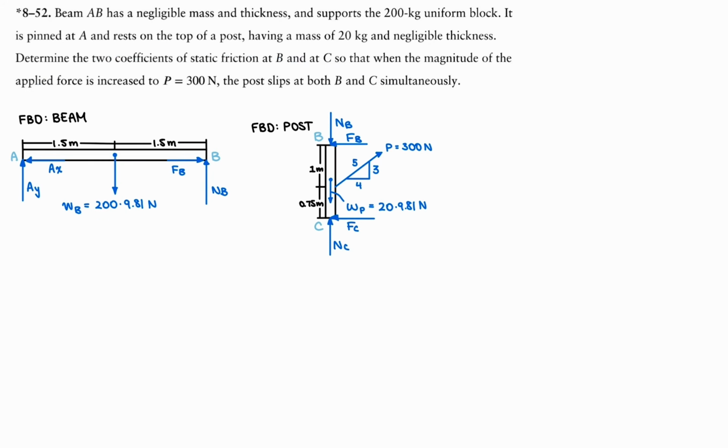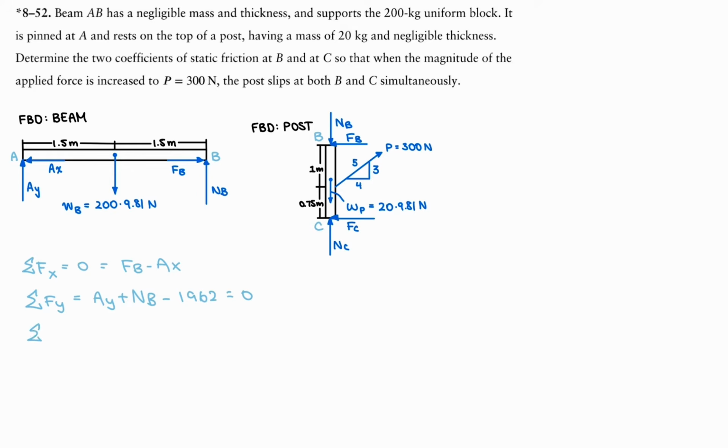Okay, so I always start these questions by writing out the forces in the x, y, and the moments in the z, and setting them equal to 0 for each diagram. So I'll start with the beam. We have the sum of the forces in the x must equal 0, and that's going to be force B minus AX. Forces in the y are going to be AY plus NB minus 1962, which is the weight.